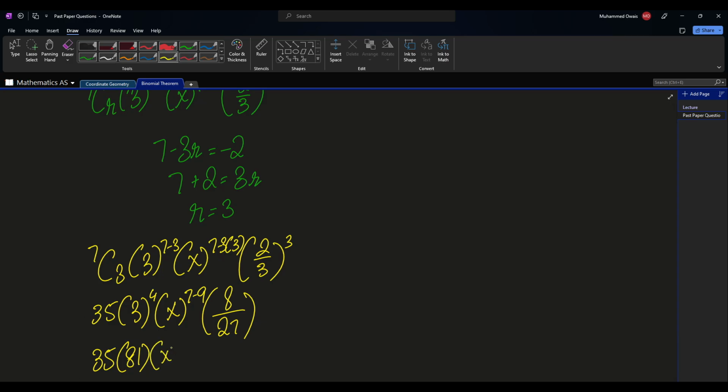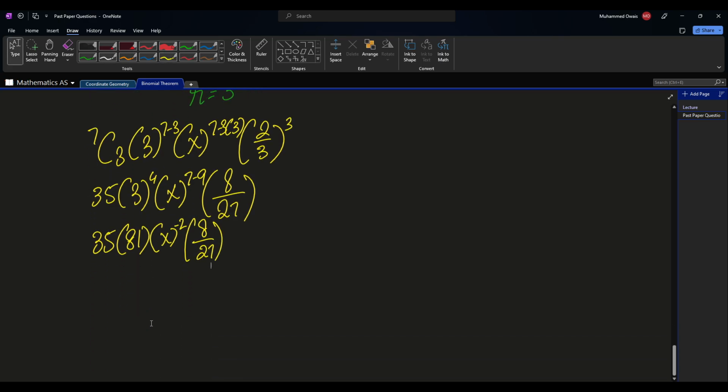X now has a power of negative 2 into 8 over 27. So all we have to do is now multiply these three terms, 35 into 81 into 8 over 27. So this gives me 840 x minus 2, or 840 over x square, right? You could just bring this to the bottom. However, we just need the coefficient, so we'll write 840 as our answer.